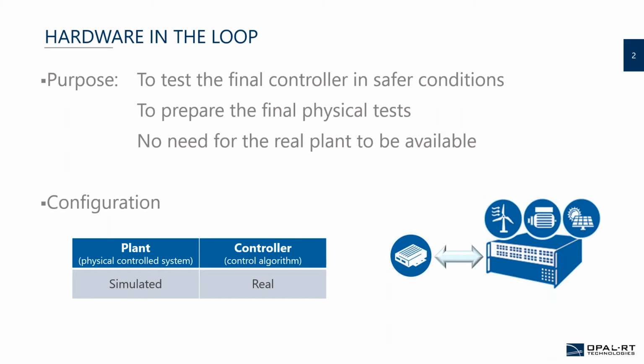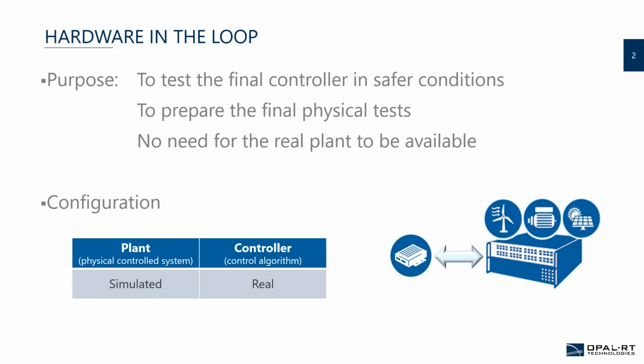So what you have to do, and this is the purpose of hardware in the loop, is to connect your real controller to a simulated plant. And this plant will be simulated on an OPAL-RT simulator, for example, or any real-time simulator. Then this simulator will act as the real plant, like for example a machine or a PV solar, and then you can test your final controller in safer conditions.